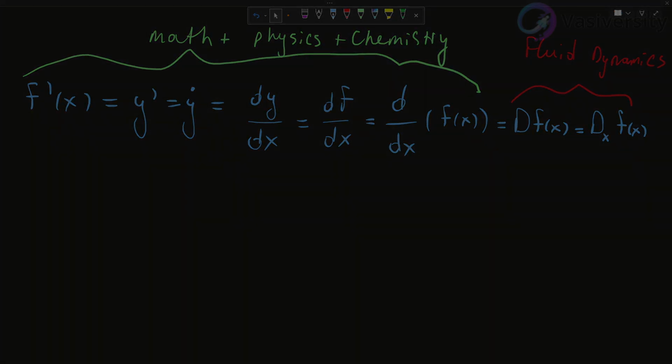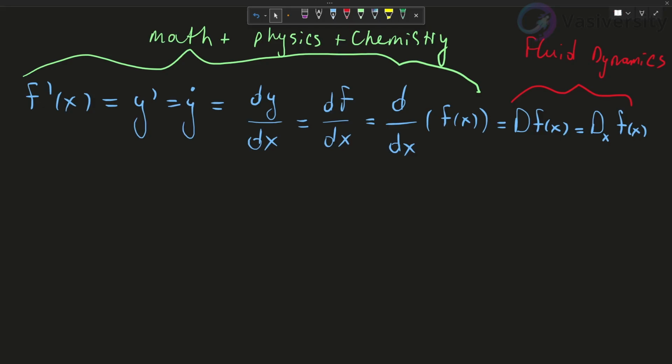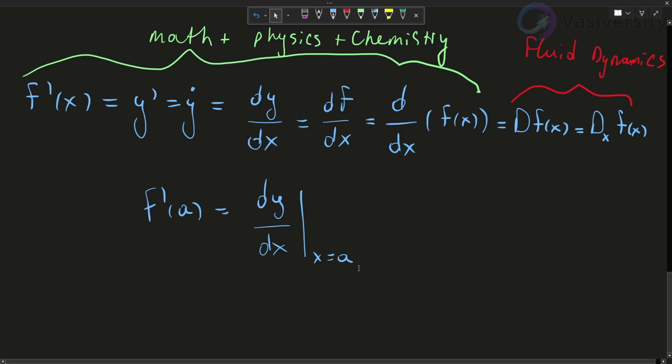All right, so let's again write essentially more of a definition here. And of course, if we want to evaluate a derivative, there are many ways we can write it. How do we evaluate, for example, f prime of a? This one is going to be dy dx at x equal to a. So the notation is just a different way of writing it. It means evaluate it at x equal to a.